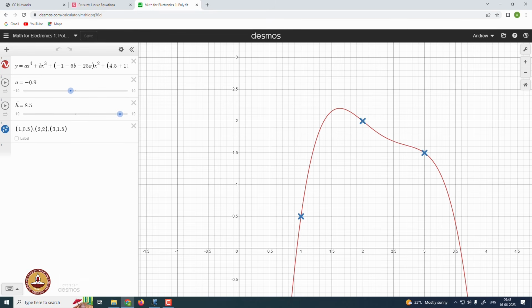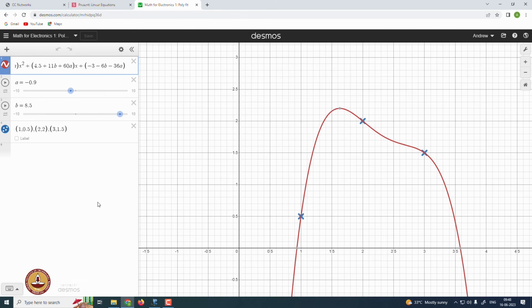And then I put my 2 parameters a, b, and I've written the polynomial equation ax^4 + bx^3 + c. C you can see is 1 minus 6u minus 25v. U was b and v was a. So I've written that here. That is c. And then I've written d here. D is 4.5 plus 11b plus 60a. And then I've written e here. E is minus 3 minus 6b minus 36a.